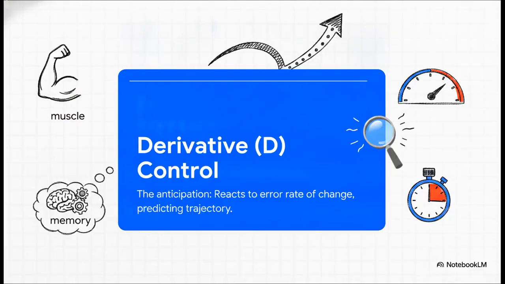So we've got the muscle, we've got the memory, and finally we have D, the anticipation. Derivative control looks at the rate of change of the error right now. It calculates your speed to predict exactly where the system is going in the immediate future.